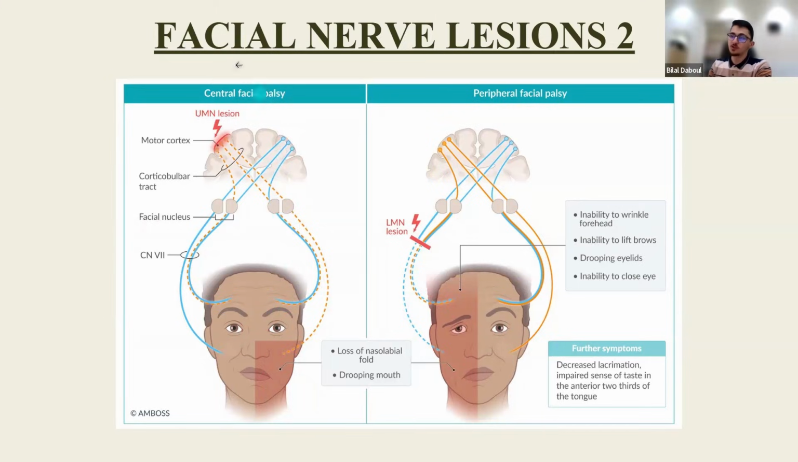Okay, this is a central issue. As I said, this is a peripheral issue. Again, the peripheral lesion will result in things like decreased lacrimation, so dry eyes, impaired sense of taste, or partial loss of taste due to loss of taste from the anterior two-thirds of the tongue. And that's the idea for facial nerve lesions.